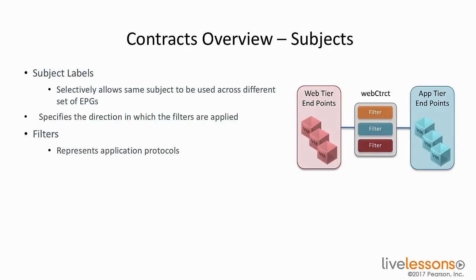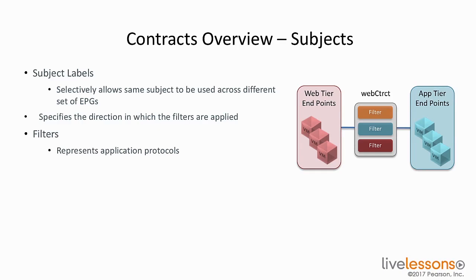Let's take a look at the pieces and parts that make up a contract. So typically, you would only have a single contract between two groups of devices. And then inside of the contract, I can put what we call a subject. In the subject, we control the direction of the filters that we are applying. So for instance, I could say, I only want the web tier to talk to the application tier over these ports. That can be a bidirectional subject or a unidirectional subject, saying that I'm only enforcing those ports in one way, or I'm only allowing that communication in one way. If it's bidirectional, I'm actually opening up the ports in both directions between the groups.